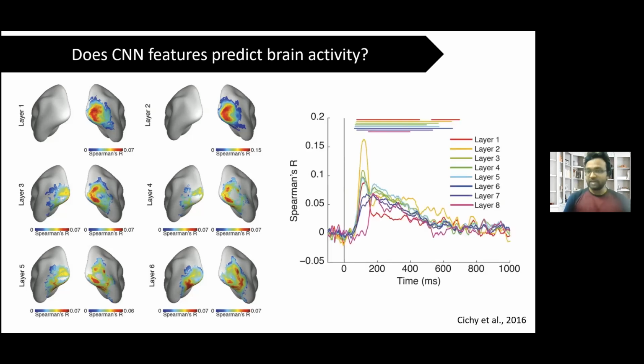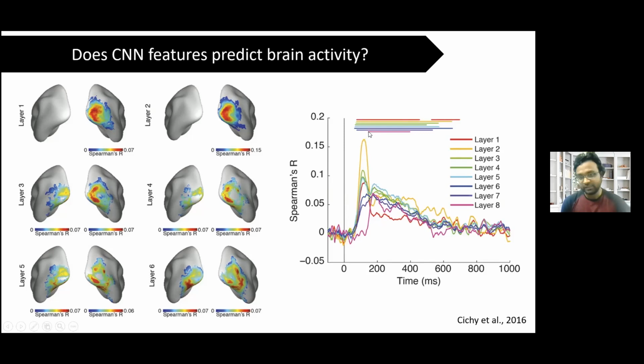And the same thing with the time course. These different colors indicate different layers of the neural network, and they're correlated with the MEG representations across different time units. So you could see that the yellow curve peaks, it's highly correlated, at the earlier time point, but this magenta curve over here peaks a bit later.